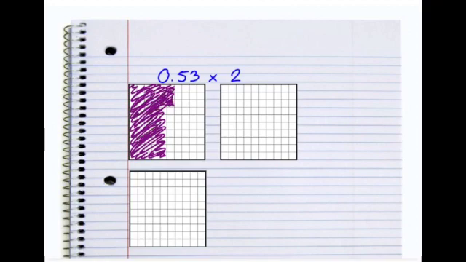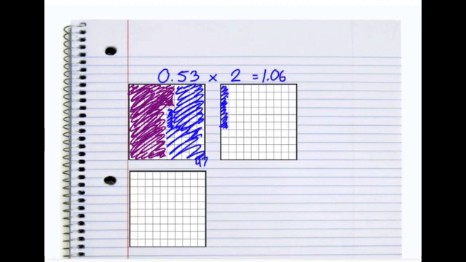So first I have 53 hundredths, but I need 2 sets of 53 hundredths. So I need a whole other set. I guess I have to finish by shading this whole. If I used 53 hundredths in my purple color, how many hundredths are left in the blue? About 47. So how many more do I need from my second whole to get to 53? That would be 48, 49, 50, 51, 52, 53. So 53 hundredths times 2 looks like 1 whole and 6 hundredths.